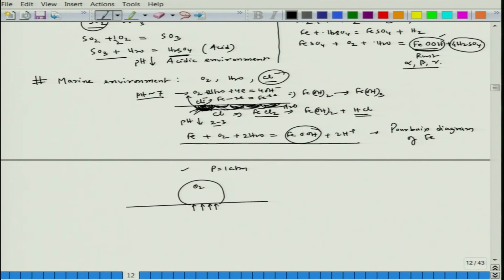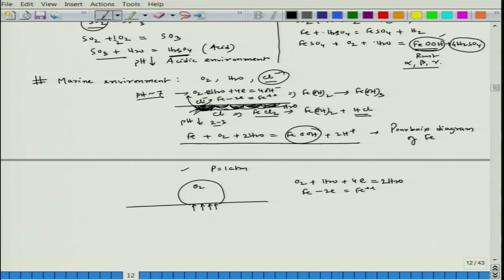Now, in the beginning, everywhere you have this reaction taking place, as well as this reaction taking place.